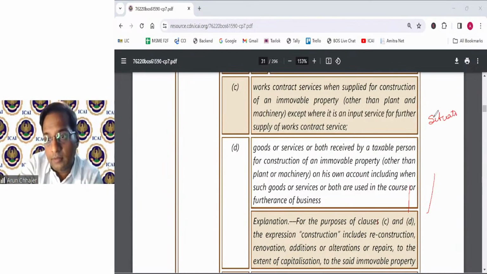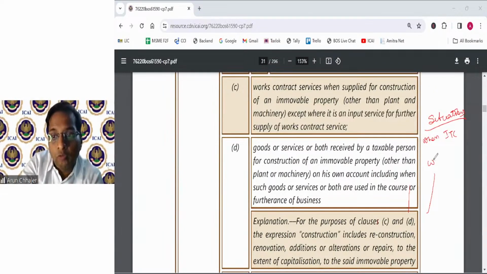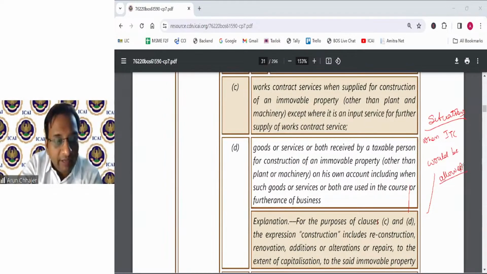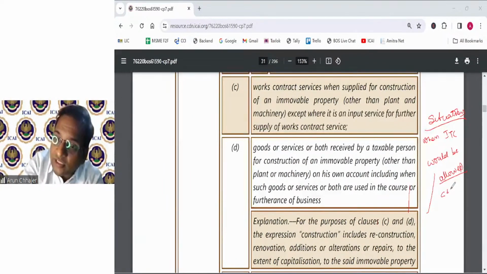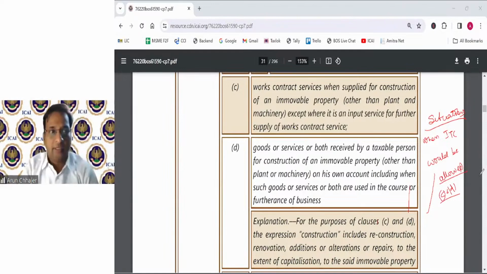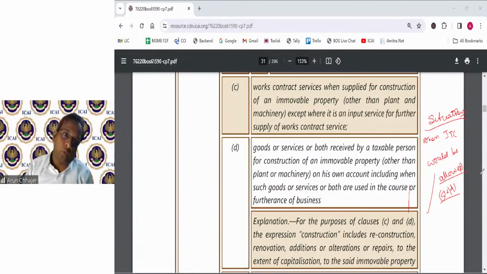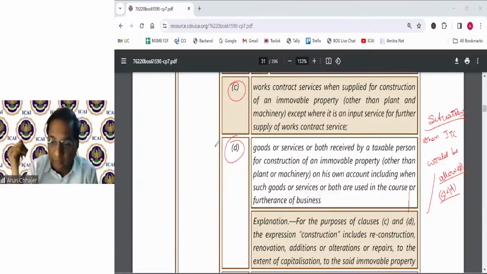Situations when ITC would be allowed. You have to tell me when the ITC would be allowed in clause C and clause D. There could be multiple points. There could be 4 points. You are requested to give me the answer, each and every possibility where ITC would not be blocked in clause C and clause D. I'm giving you 2 minutes.